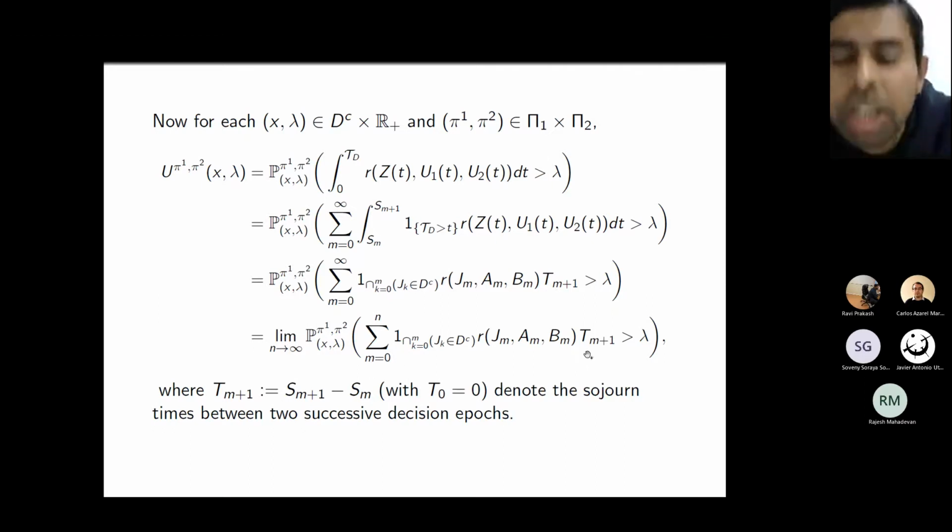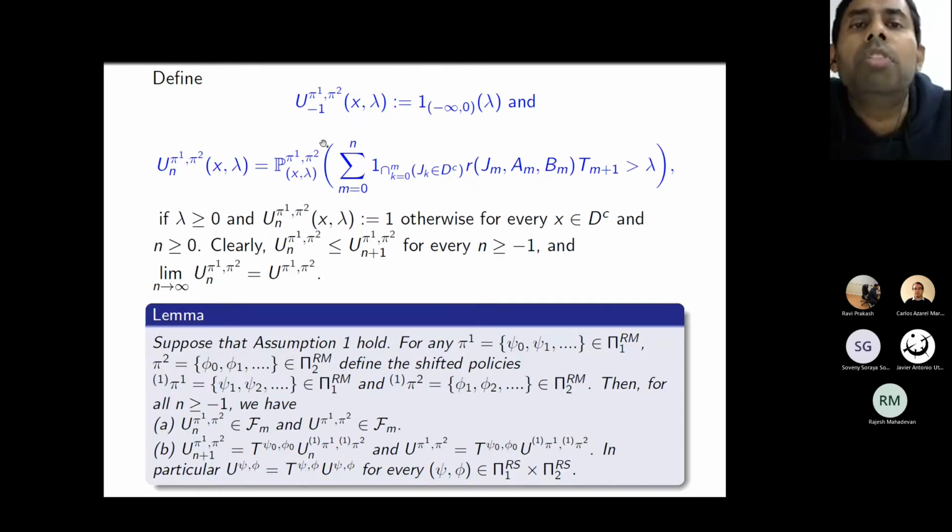Now, what is this quantity? This quantity is basically that up to the nth jump time, you have not reached a bad state, and the accumulated reward is greater than lambda. This is the probability of that thing, and that limit n going to infinity. So you can write it in this way. Fine. Where what is Tm plus 1? This is basically the sojourn time between two successive decision epochs.